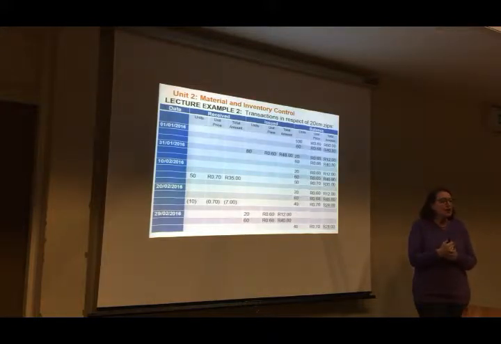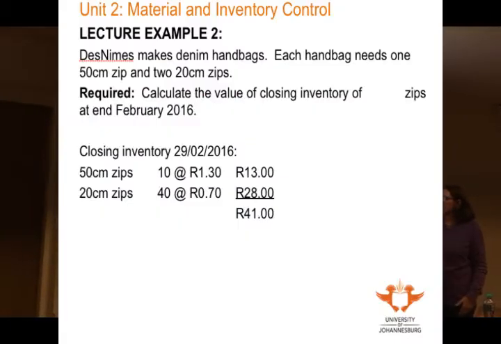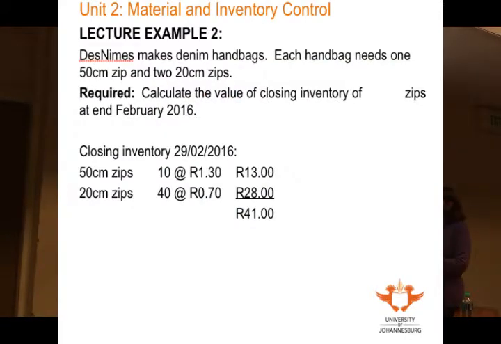Okay, you've got four tutorials. Three of them use FIFO, I think, or two of them use FIFO. Please do the tutorials, the solutions are there already. And you've got a U-Link quiz. 13 rand for the one, 28 rand for the other, is 41 rand in total.